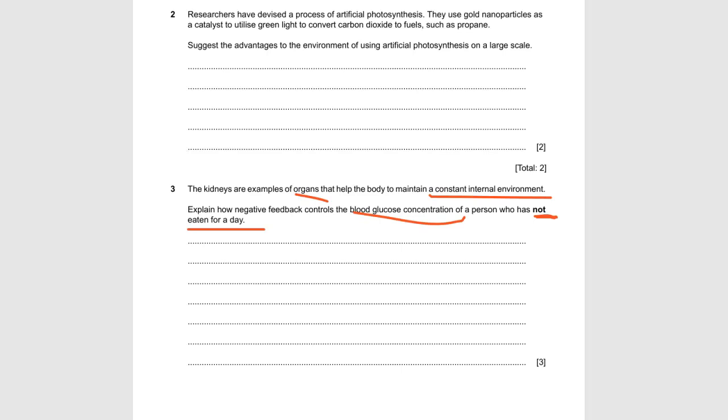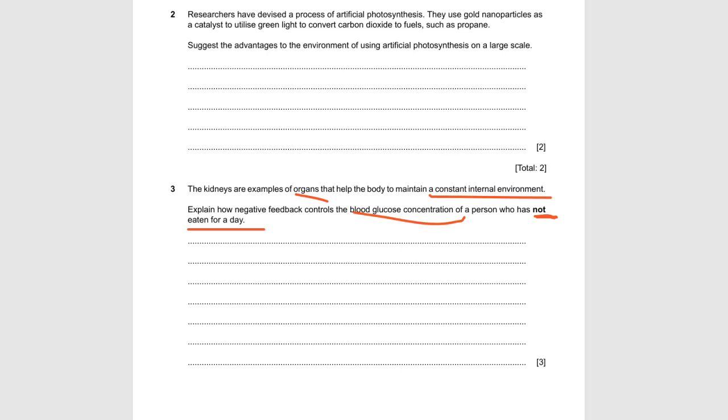So first, the pancreas detects the low level and releases glucagon. This chemical tells the liver to convert glycogen into glucose and release it into the blood. This raises blood glucose level back to normal and the glucagon stops secretion. Okay?